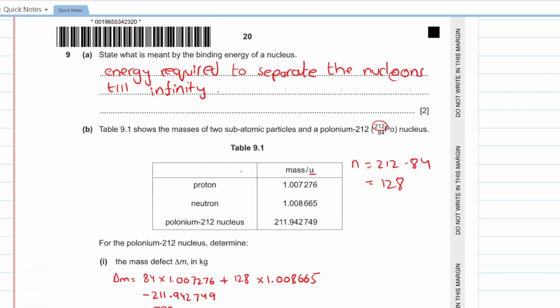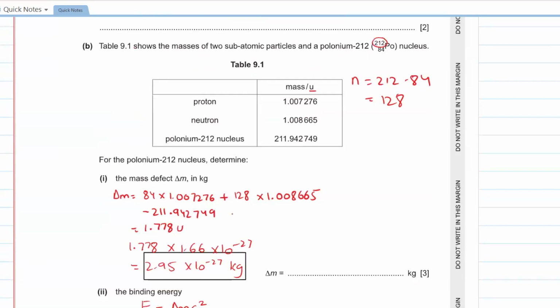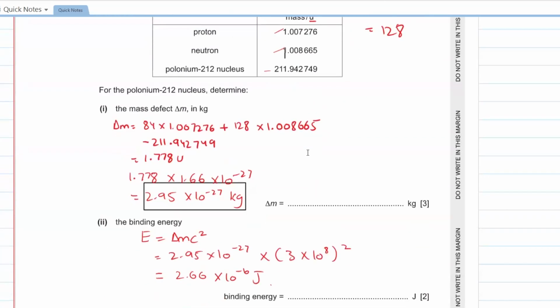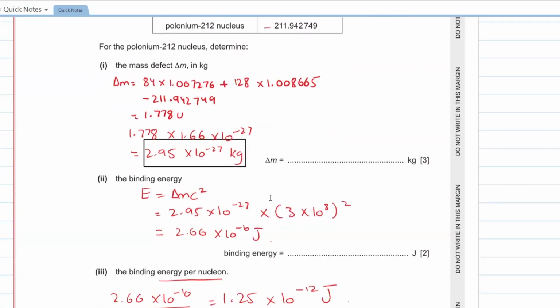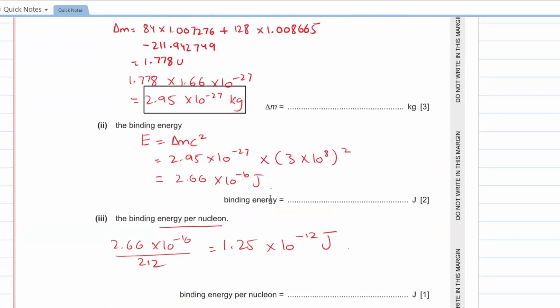Now, what is meant by binding energy of a nucleus? Binding energy of a nucleus is the energy required to separate the nucleons till infinity. Perfect. How do we calculate the mass defect? You will take the masses of protons, masses of neutron minus the entire mass of the polonium nucleus. You will calculate the mass defect. Okay. How will you calculate the binding energy? Take the mass defect multiplied by the speed of light squared.